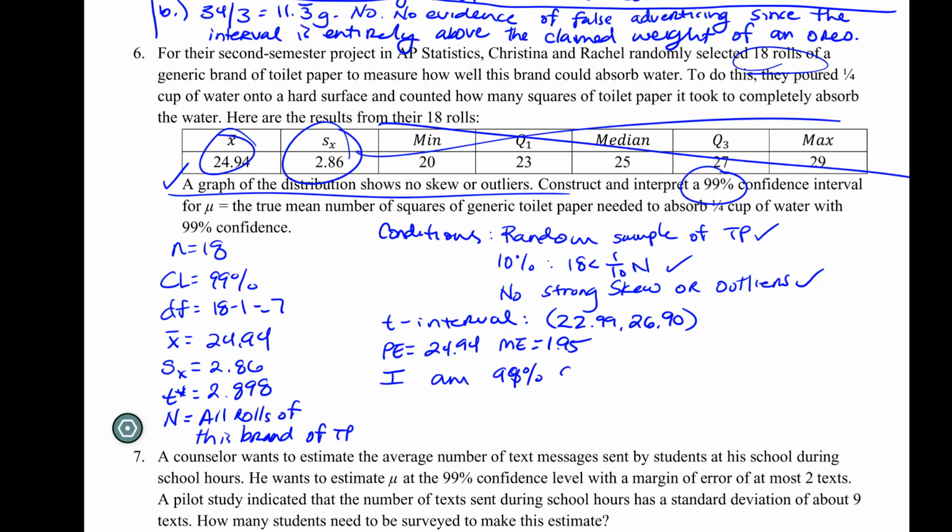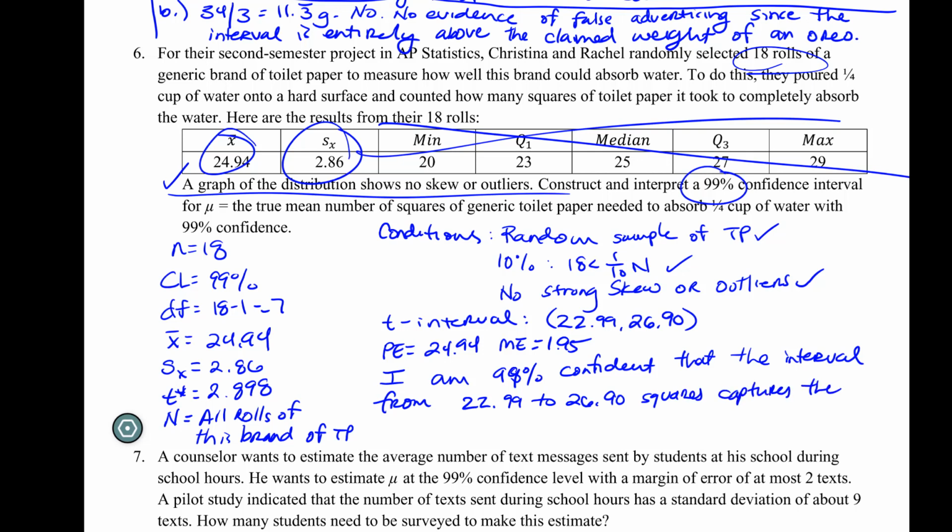I am 99% confident that the interval from 22.99 to 26.90 squares captures the true mean number of TP squares to absorb a quarter cup water. That's it. Okay, guys, hopefully that helps you out.